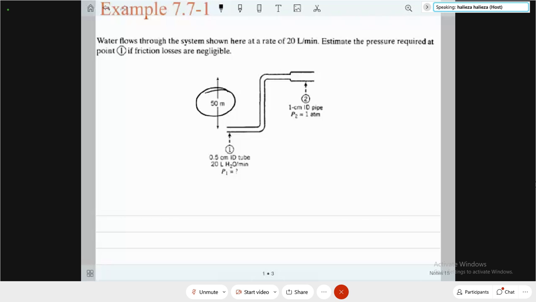Okay. This is exactly that problem just now, except the height is a different height. It should be 50 meter now. Okay, let's look at that problem just now.